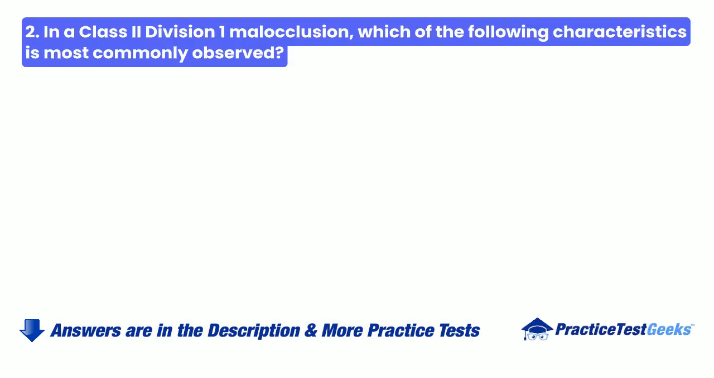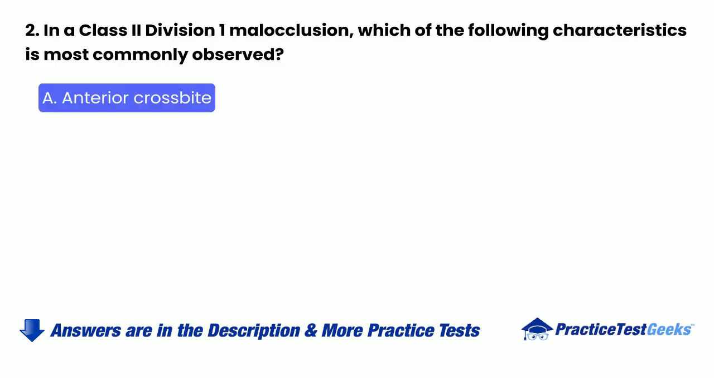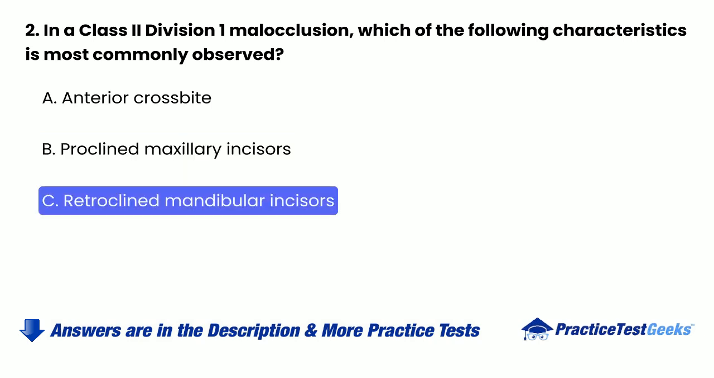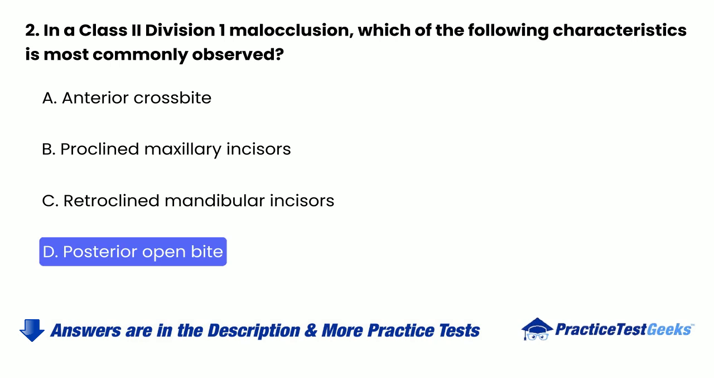2. In a Class II Division 1 malocclusion, which of the following characteristics is most commonly observed? A. Anterior crossbite. B. Proclined maxillary incisors. C. Retroclined mandibular incisors. D. Posterior open bite.